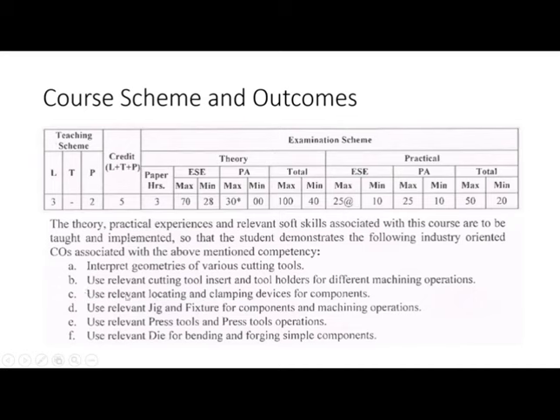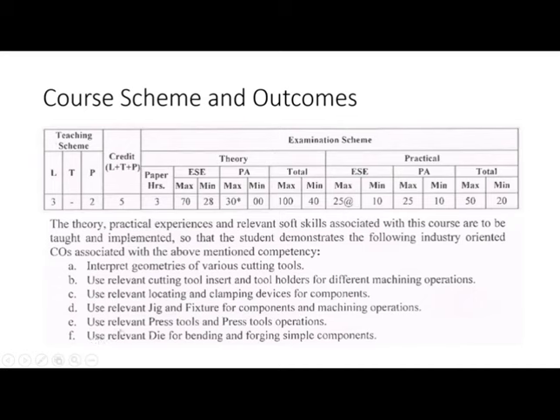The next CO is to use relevant locating and clamping devices for a component. For performing any operation we must locate and clamp the component. When you understand that course, you will be able to decide the locating and clamping devices for a particular component. Then jigs and fixtures. In drilling and milling machines you require jigs and fixtures for machining different components, so you must select the relevant jig and fixture for different components.